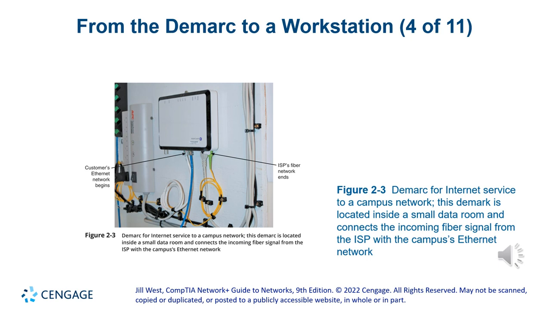This router is sometimes owned by the provider, AT&T, Comcast, or whoever is providing your network connection. Very seldom is it owned by you. They're the ones that provide that, and that is your DMARC point. So when you call the provider and they're trying to troubleshoot, they say, have you looked at the DMARC?